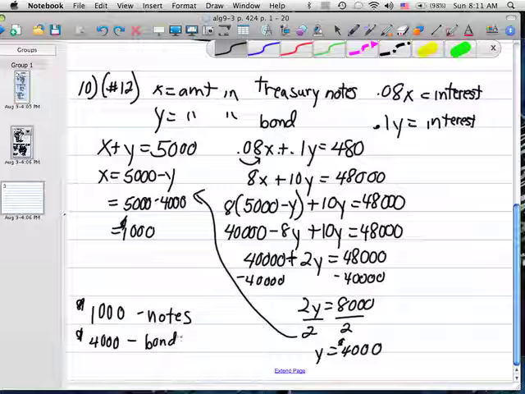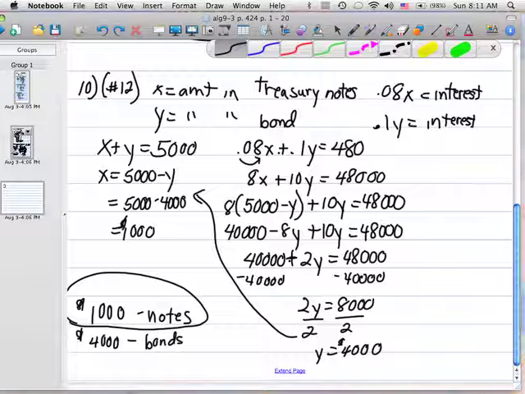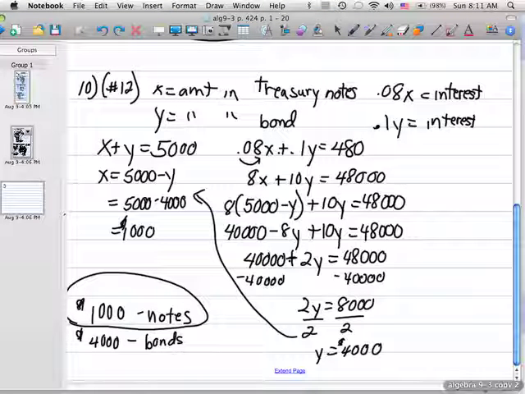And I think we only wanted to know on that one how much money was invested in the notes. So here's our answer. That concludes the evens. Be sure and check the back of the book for the answers to the odds as you do them.